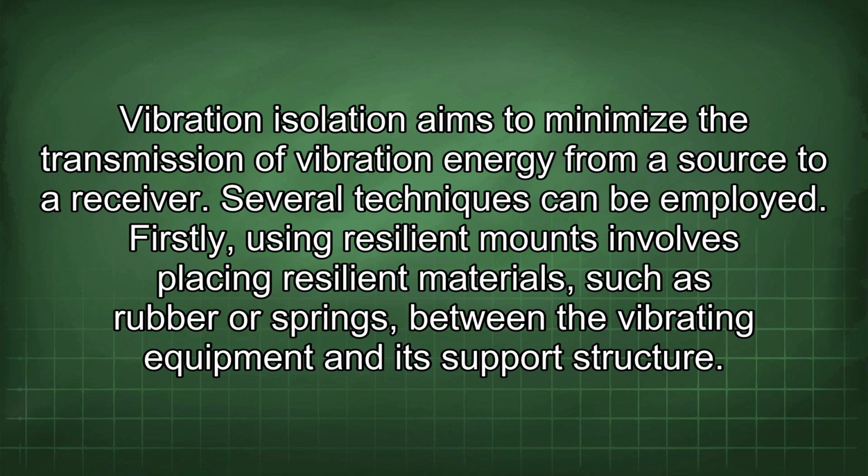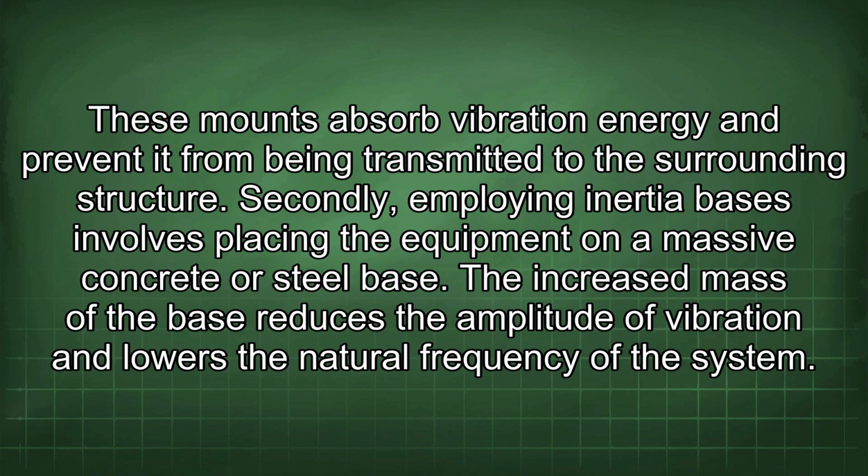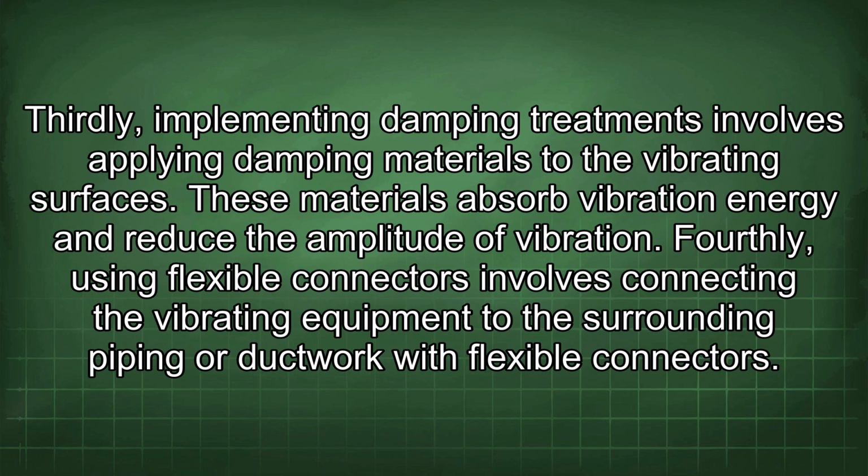Firstly, using resilient mounts involves placing resilient materials, such as rubber or springs, between the vibrating equipment and its support structure. These mounts absorb vibration energy and prevent it from being transmitted to the surrounding structure. Secondly, employing inertia bases involves placing the equipment on a massive concrete or steel base. The increased mass of the base reduces the amplitude of vibration and lowers the natural frequency of the system. Thirdly, implementing damping treatments involves applying damping materials to the vibrating surfaces.